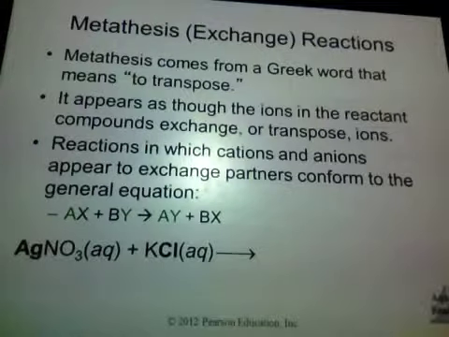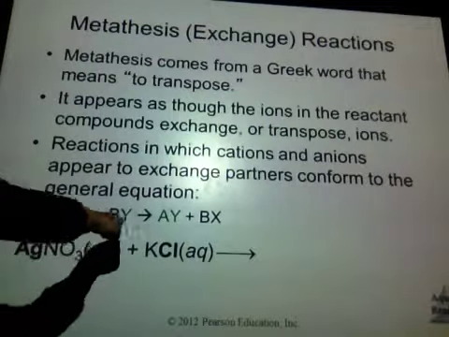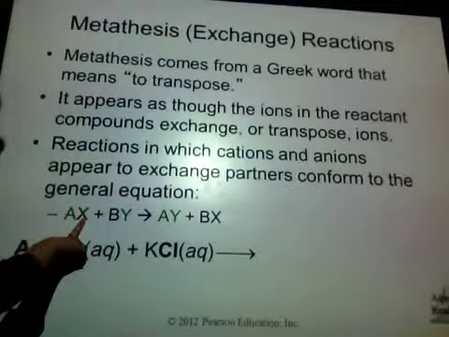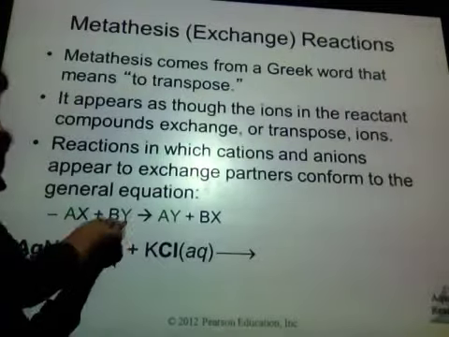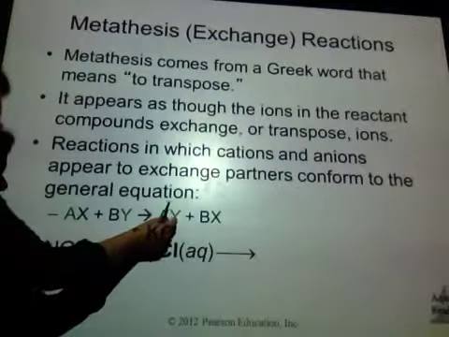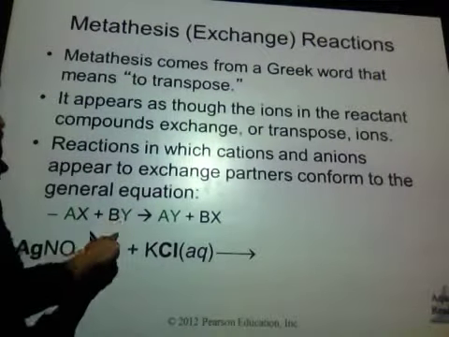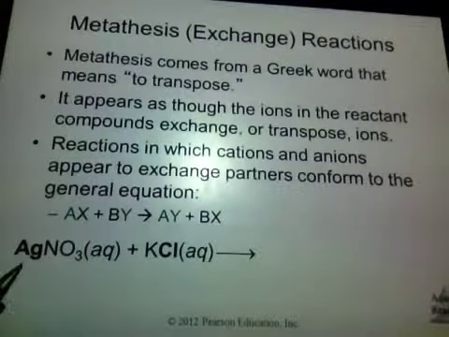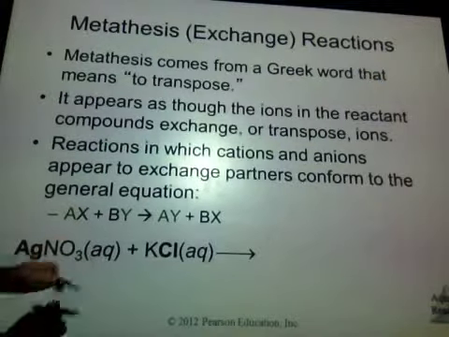Reactions in which cations and anions appear to exchange partners conform to this general equation. I have AX plus BY. That's what I started off with. Well, A is paired up with X. Now A doesn't want to be paired up with X anymore. It's going to find the other anion, Y, so they're going to bond. This cation B no longer wants to be with Y, so it's going to bond with X, and I get BX here. So if I gave you this example, I have silver nitrate plus potassium chloride.